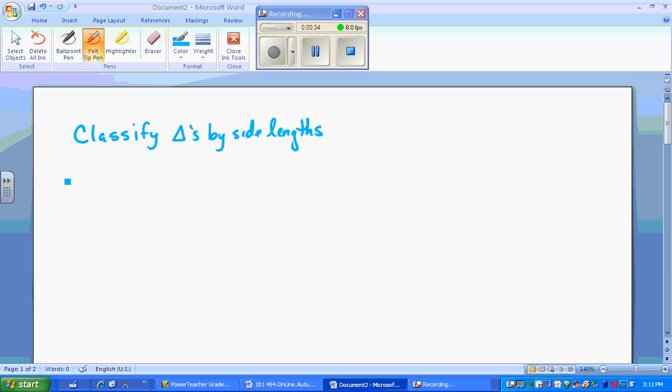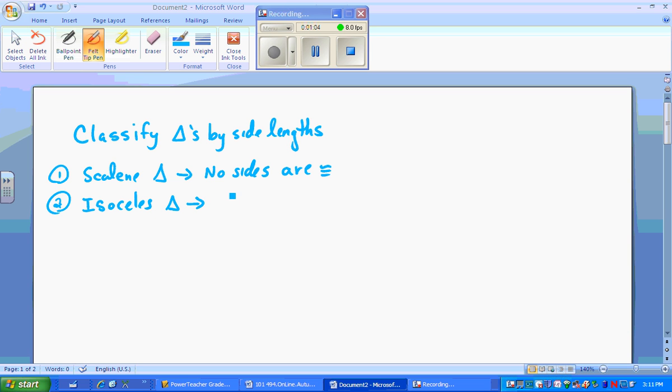The first one would be the scalene triangle. What does that mean? No sides are congruent. They're all different. Number 2 is the isosceles triangle, which means at least 2 sides are congruent.